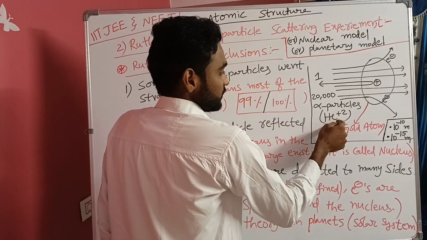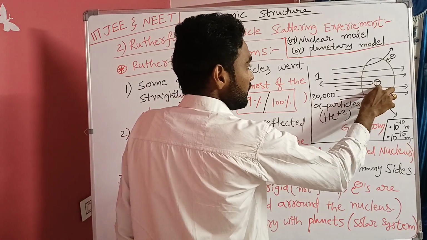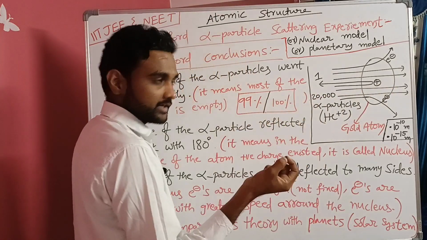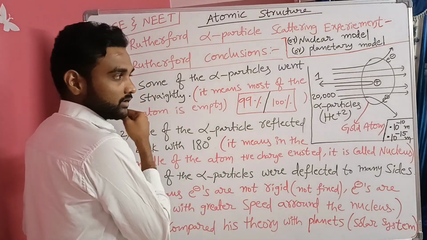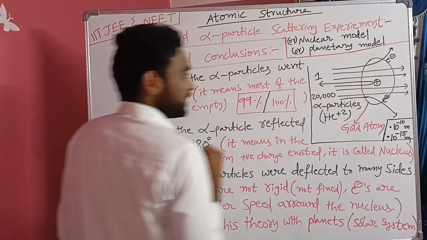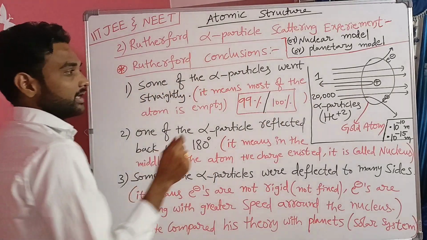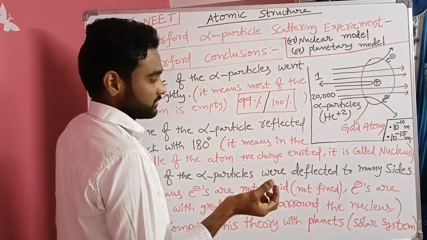Why positive charge? We are sending He2+, which has a positive charge. So in the middle, some positive charge also existed. Because of this positive repulsion, it reflected back. Have you understood? So one of the alpha particles reflected back at 180 degrees. It means in the middle of the atom, one positive charge existed.